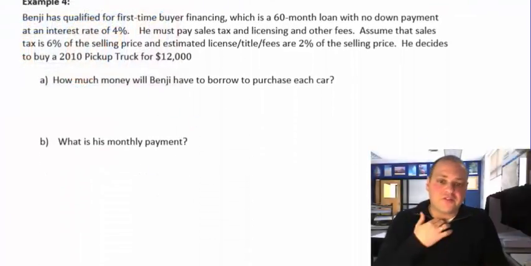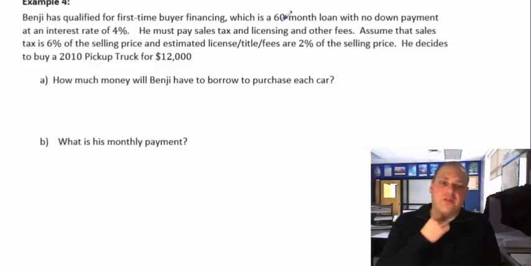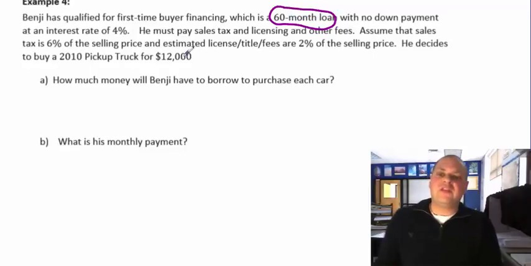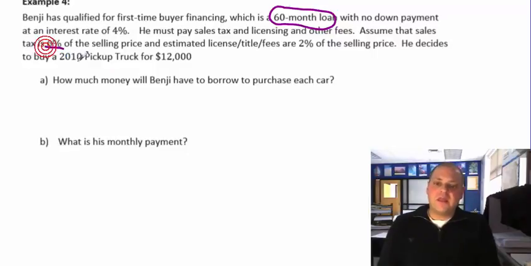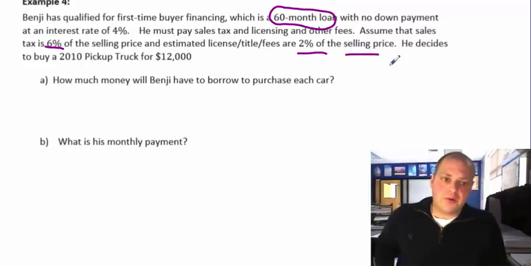Benji's qualified for a first-time buyer financing, which is a 60-month loan. So now Benji's going to do 5 years. 60 months is 5 years, with no down payment at an interest rate of 4%. He got a lower percent, which is nice. He must pay sales tax and licensing and other fees. So there's tax and fees. The tax is 6%, and the fees are 2% of the selling price.